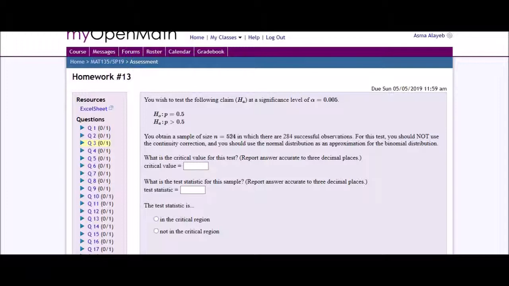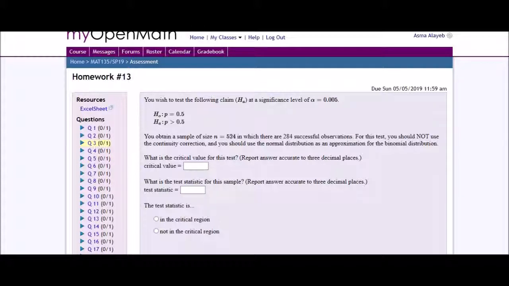The question says, you wish to test the following claim, the alternative hypothesis HA, at a significance level of alpha equal to 0.005. So we have our null hypothesis and alternative hypothesis. As you notice here, it's a right tail test, and we have P equal to 0.5. You obtain a sample of size n equal to 524, in which there are 284 successful observations. For this test, you should not use the continuity correction, and you should use the normal distribution as an approximation for the binomial distribution. What is the critical value for this test?